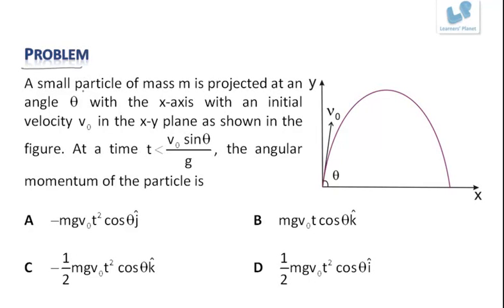Now the next problem is a small particle of mass m is projected at any angle theta with the x-axis with an initial velocity v0 in the xy plane as shown in the figure. At a time t which is less than v0 sine theta by g, the angular momentum of the particle is. Okay, now the implication of this statement is that the object has not yet attained maximum height.